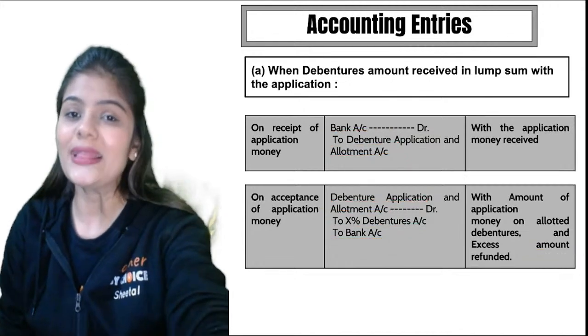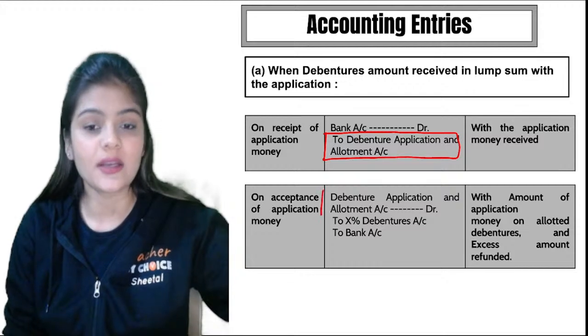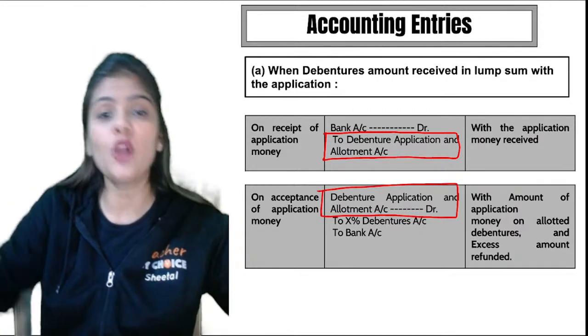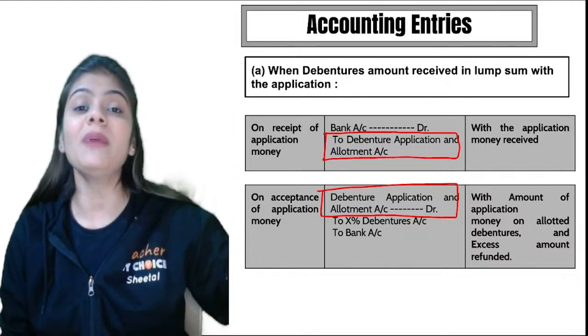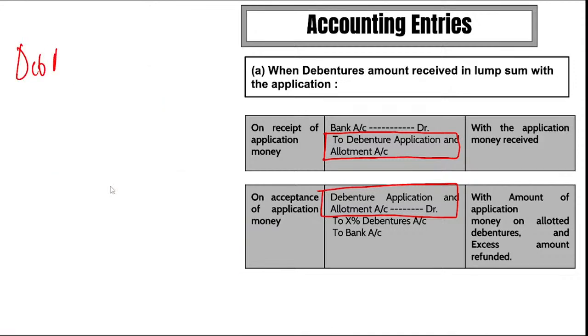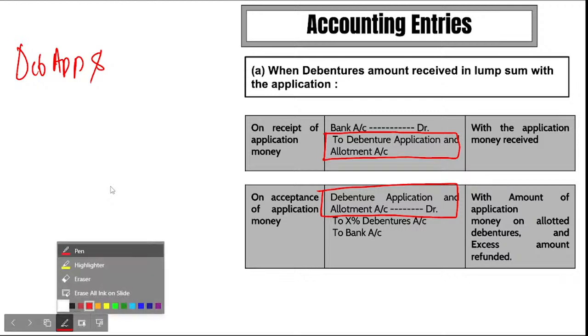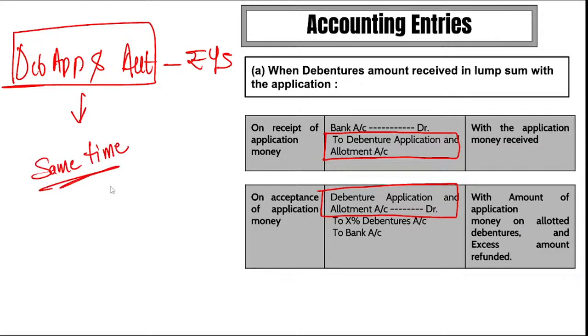Now, did you notice one thing over here? That we are writing application and allotment together. We are writing debenture application and allotment together because it was already mentioned in the question. क्वेश्चन में बोला हुआ था कि एप्लीकेशन एंड अलॉटमेंट विल बी रिसीव्ड एट द सेम टाइम. तो अगर क्वेश्चन में बोला है डिबेंचर एप्लीकेशन एंड अलॉटमेंट इज ₹45, इट मीन्स ये दोनों साथ में आ रही है. एप्लीकेशन एंड अलॉटमेंट इज रिसीव्ड एट सेम टाइम. So therefore in journal entry we are writing it together. उसमें हम साथ में लिख रहे हैं. So this is why it is written together, because question में specifically mention था.